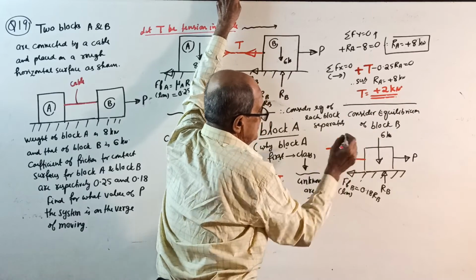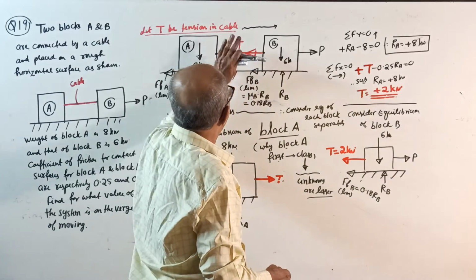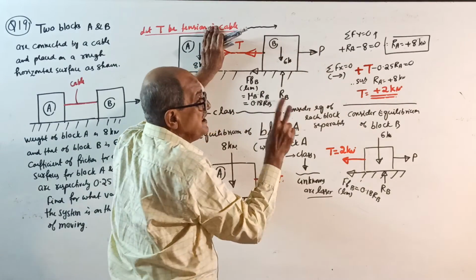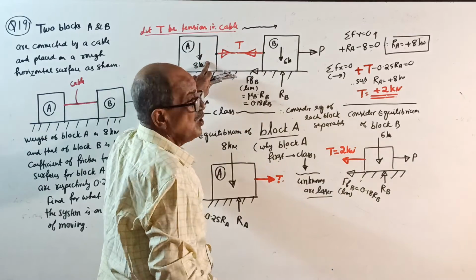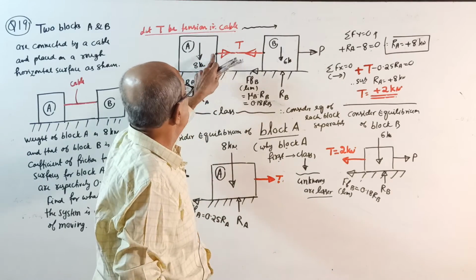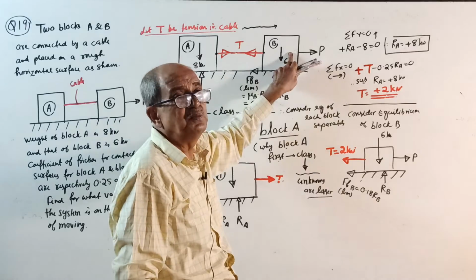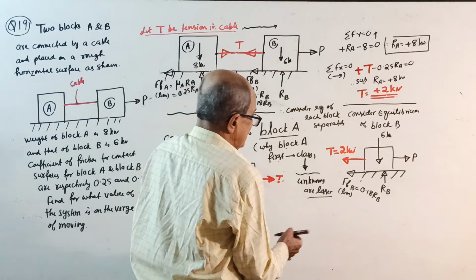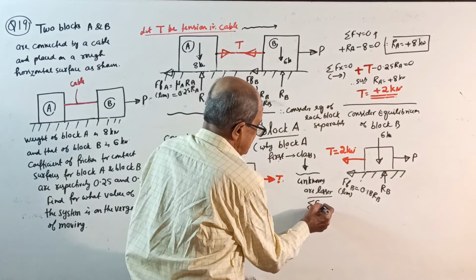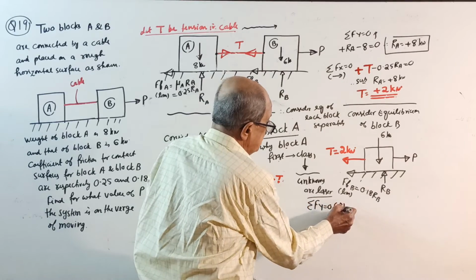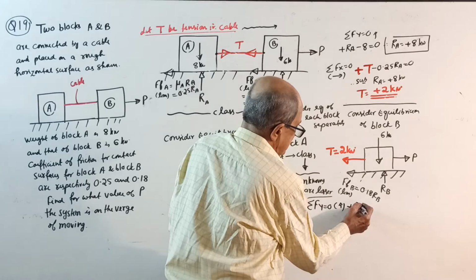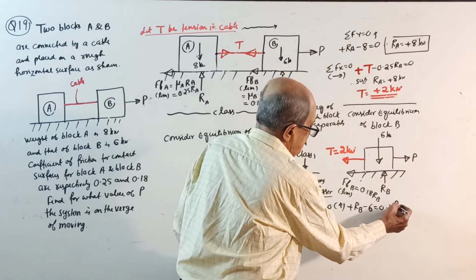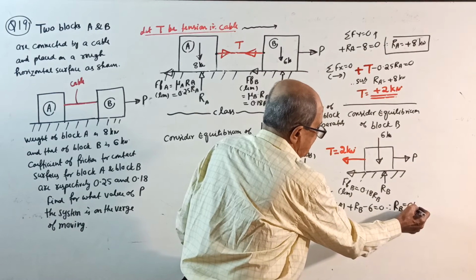Therefore, initially if you consider block B, P, T, RB, 3 unknowns. But since you first solved A with the 2 unknowns, you got T. Now if you come to block B, there are only 2 unknowns. Now easily. Sigma Fy equal to 0, upward positive, plus RB minus 6 equal to 0. Therefore, your RB will come 6 kilonewton.